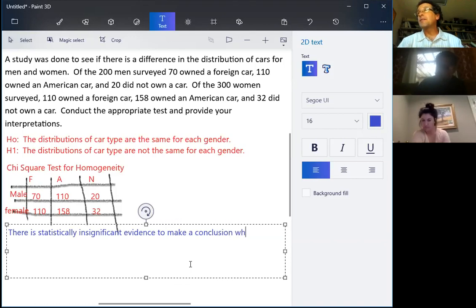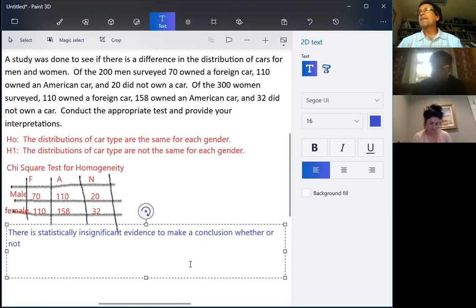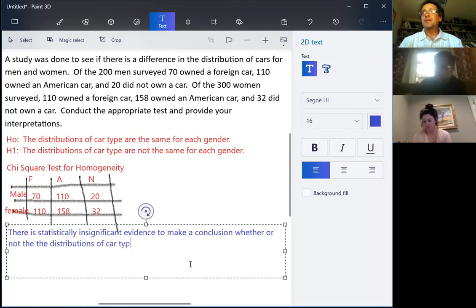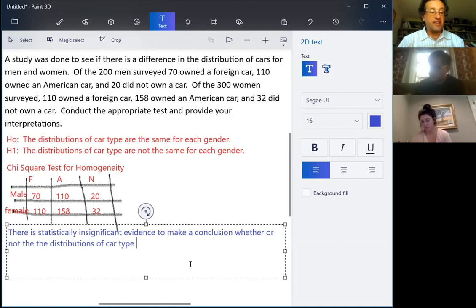whether or not the distributions of car type are the same for each gender. If you write it with the whether or not, you can choose either because whether or not is both sides, right? So are the same for each gender is fine. You could also write not the same as long as you write whether or not.